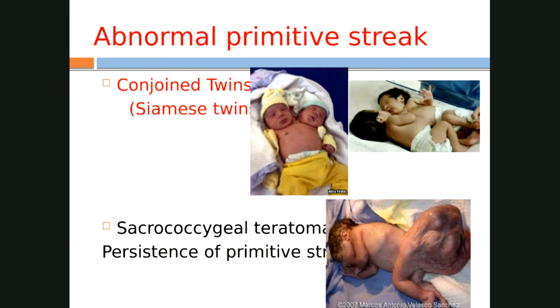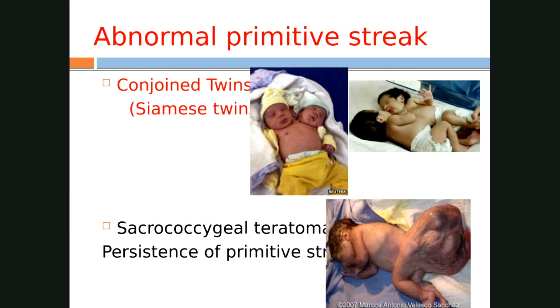Here you can see these twins. When the primitive streak in the upper part splits, the baby has two heads, a single trunk and the limbs, as you can see in the first photo here. So this is the Siamese twins or the conjoined twins. It is because of the abnormal primitive streak. Because primitive streak splits in the upper part, two heads are developing and the rest of the part is single.